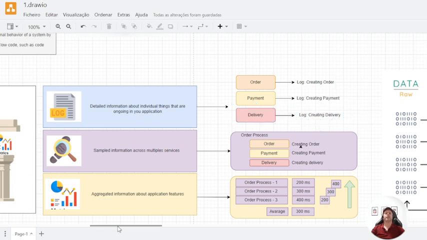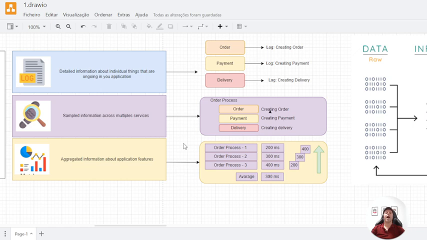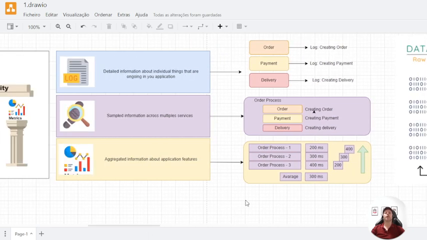When we're talking about tracing, we are talking about an entire process. How does the order process work? The order process involves the order service, the payment service, and the delivery service. So when we look at the order process, we can see that we pass through creating order, creating payment, and creating delivery. When we're talking about metrics, we are talking about the result of the process.